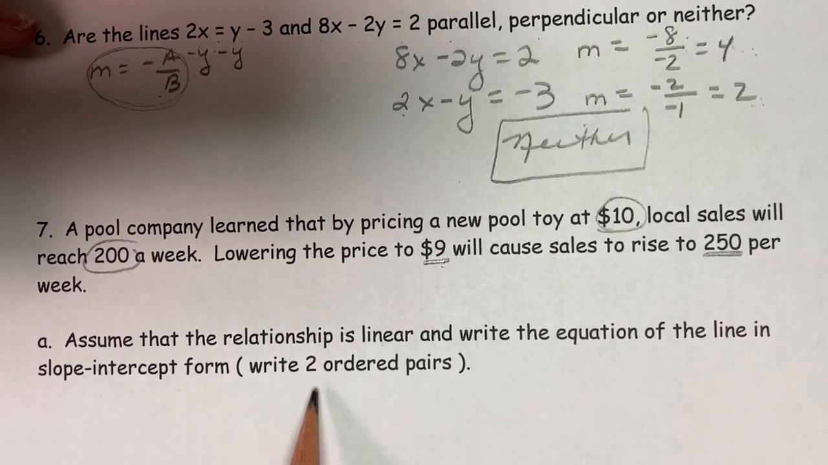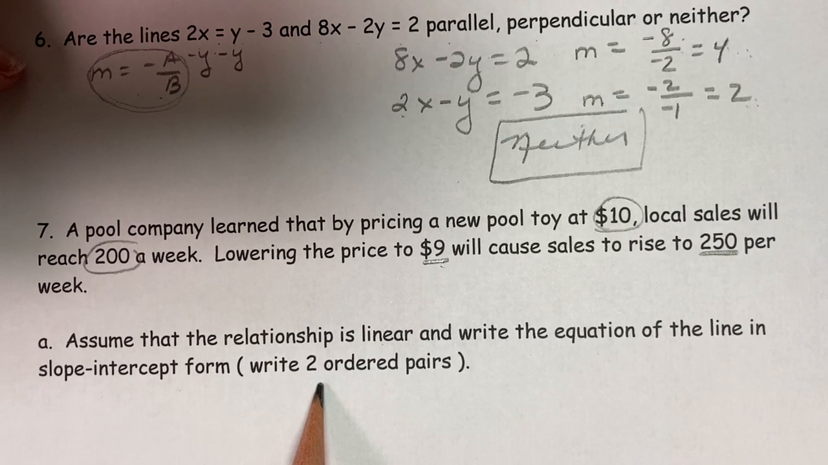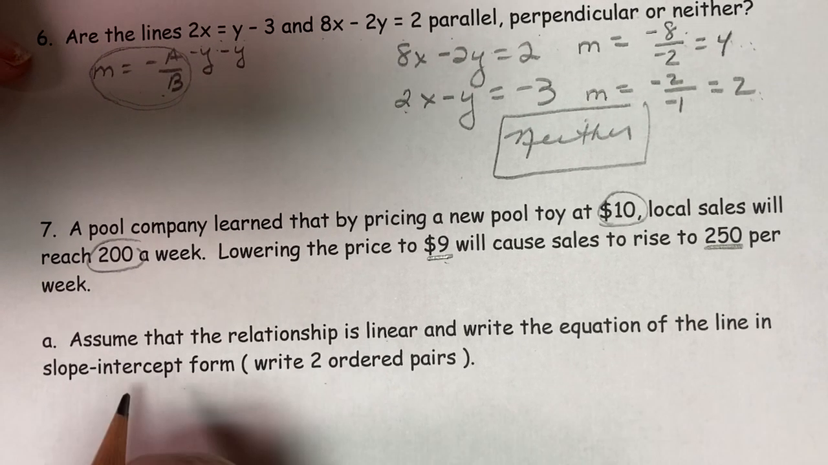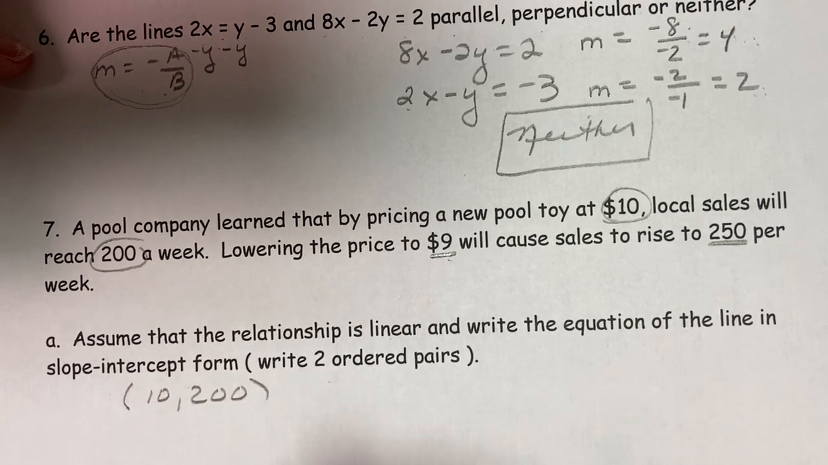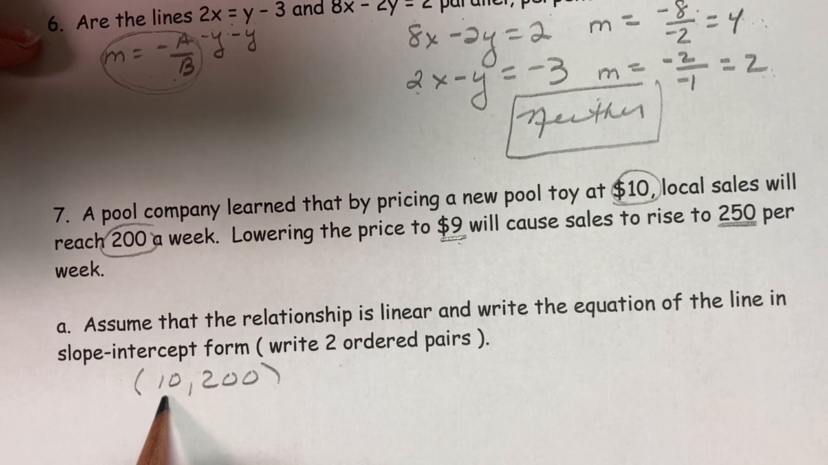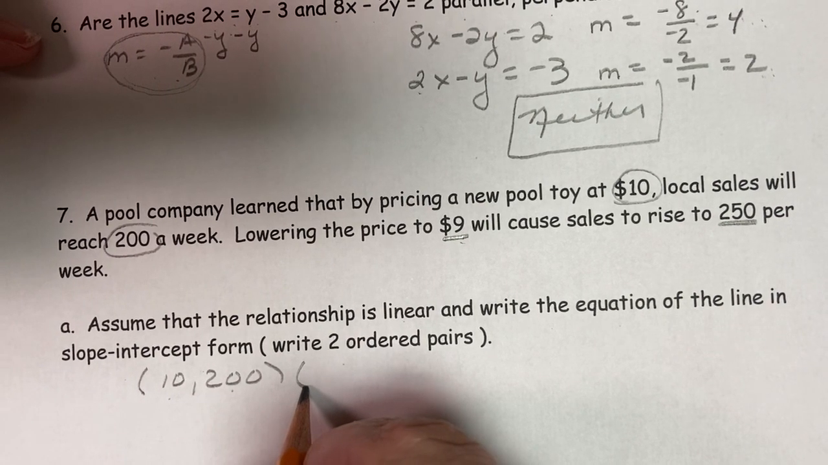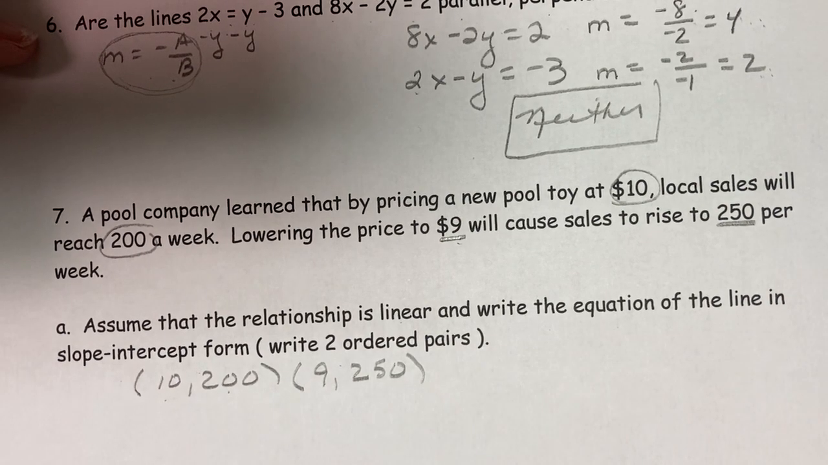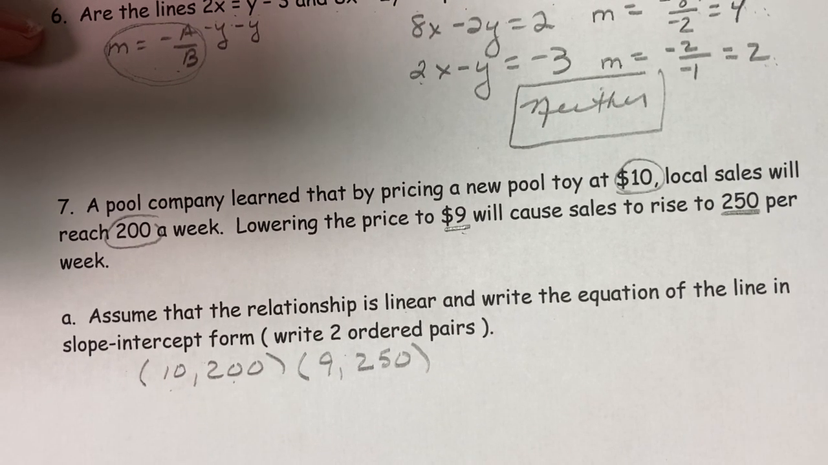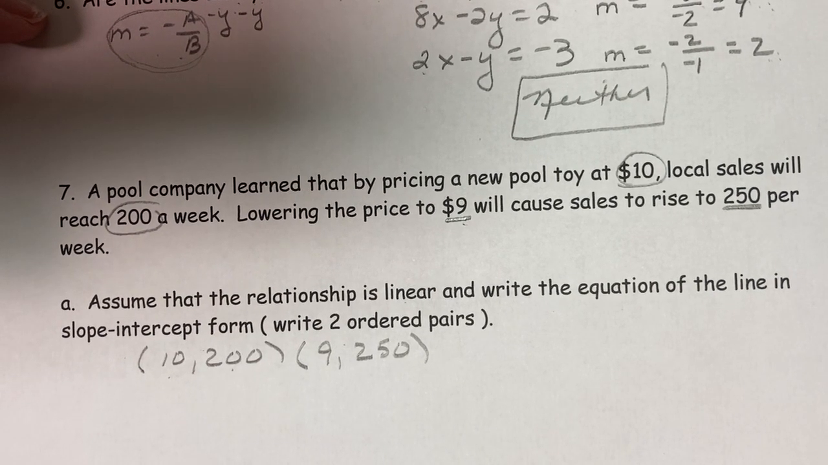So to do that, I have a hint for us in parentheses. We're going to come up with 2 points. Well, I just kind of talked to you about the 2 points. One of the points will be (10, 200). The cost of 10 will mean they will sell 200 of these pool toys. The second ordered pair or point is (9, 250). So look what I have. I have 2 points that lie on this linear equation.